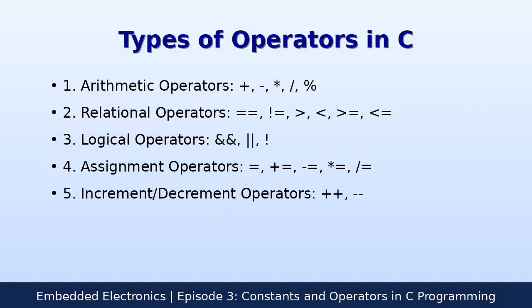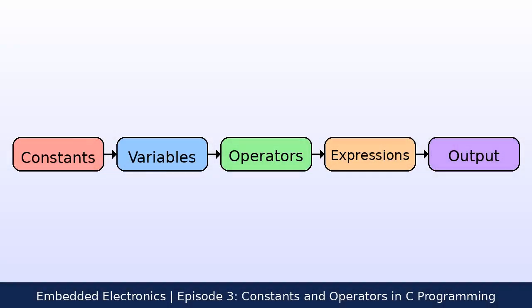There are 5 main types of operators in C: arithmetic, relational, logical, assignment, and increment or decrement operators. This diagram shows how constants and variables are combined using operators to form expressions that produce output.